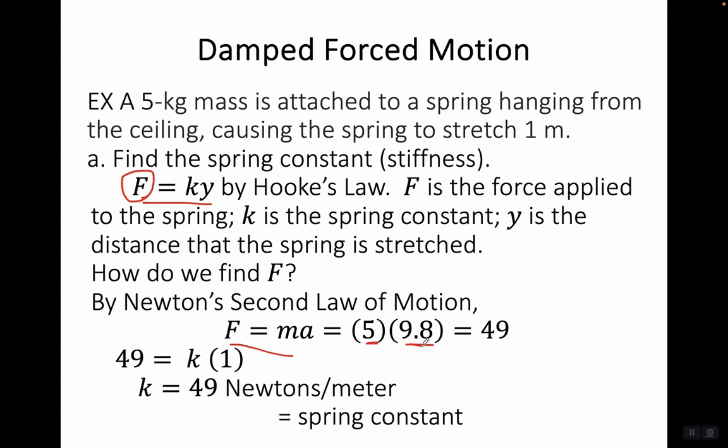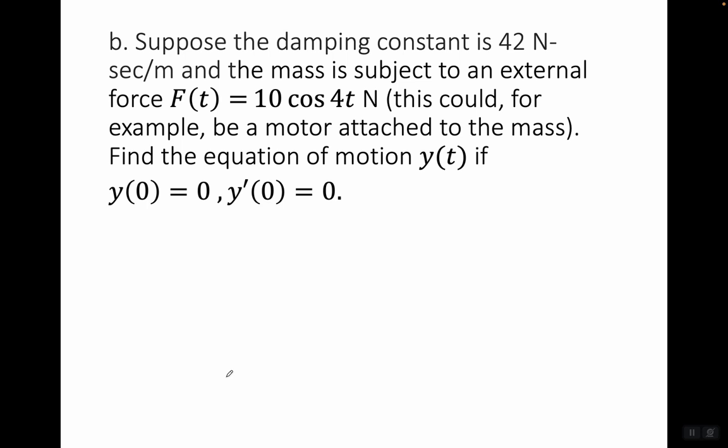Multiply those together and we get 49. So now we know that F equals 49. Plug that into this equation and we end up with 49 equals K times y, in other words, K times 1. So K is 49 newtons per meter. That's our spring constant.